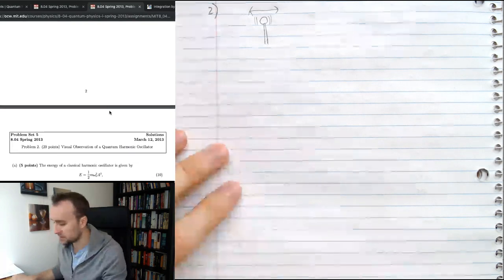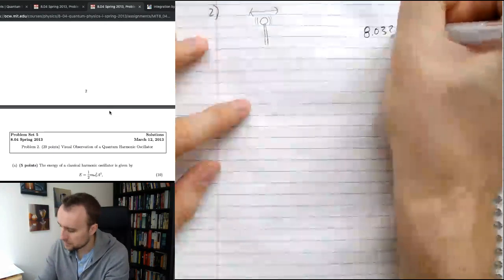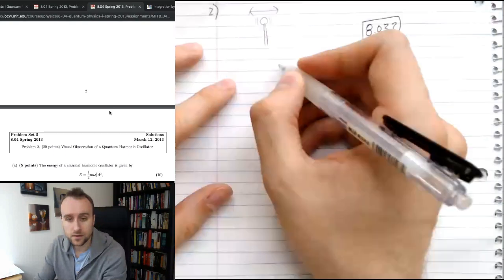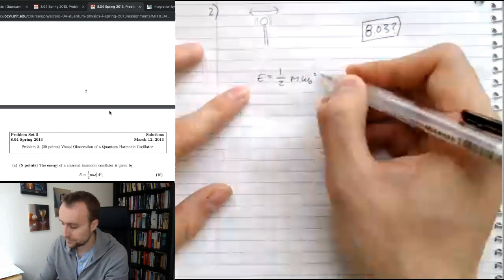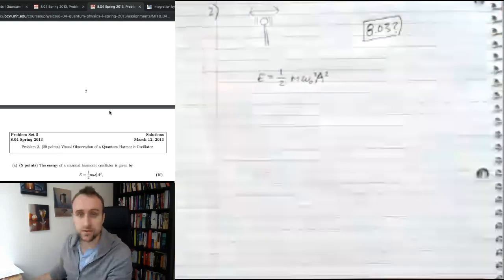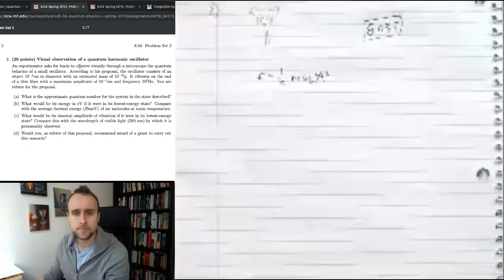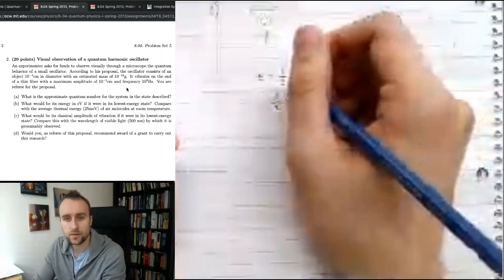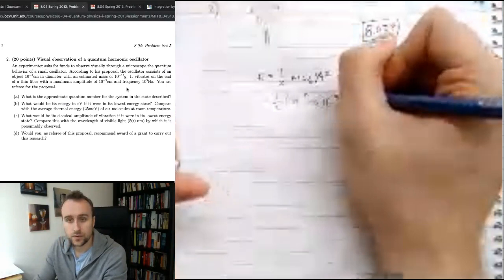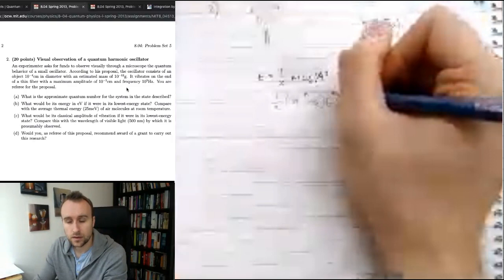Okay. So this is maybe some 803 stuff. I'm just going to put 803 question mark. Because all right. E is equal to 1/2. So let's just try solving for this right now. See if we get any further here. Well, the mass we've got is out of kilograms. That's going to be times another 3. So it's 10 to the negative 15 kilograms. Frequency in hertz. I think we want it in radians now.